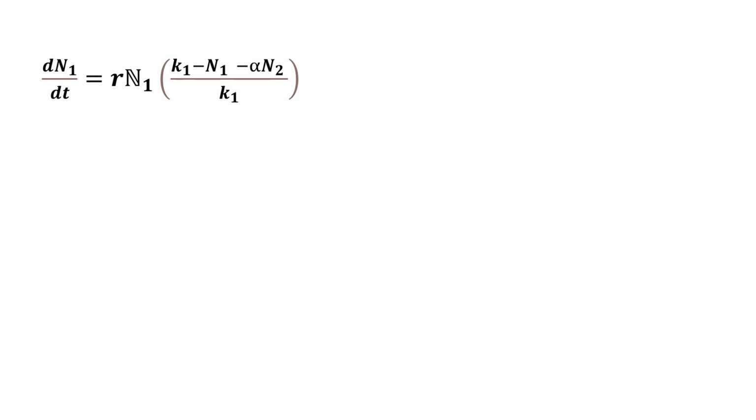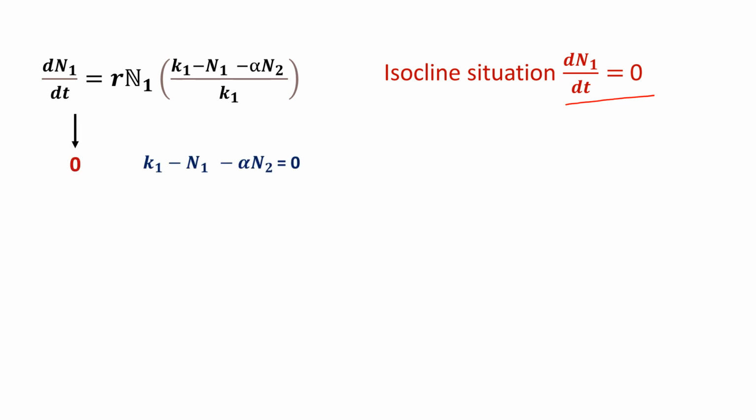The important part of the Lotka-Volterra equation, from where so many questions are asked, is the graph. In the graph, we have to find the isocline, the situation when the rate of change is 0. Then we get the new equation K1 - N1 - alpha N2 = 0. Now when we solve this equation, we get N1 = K1 - alpha N2.